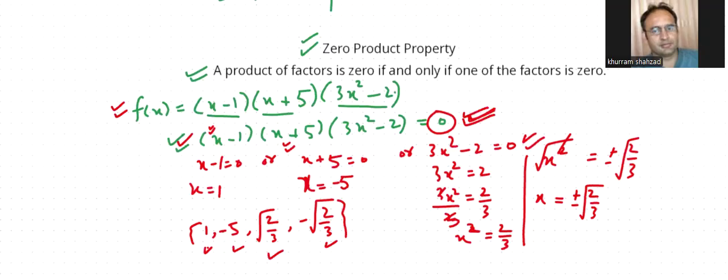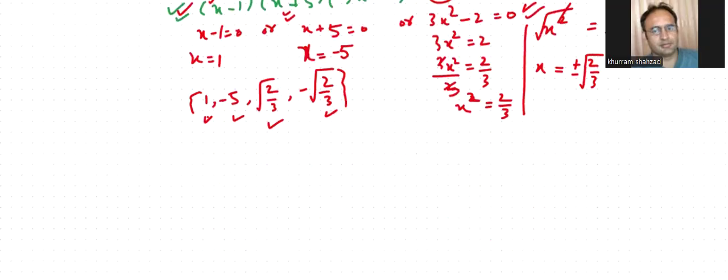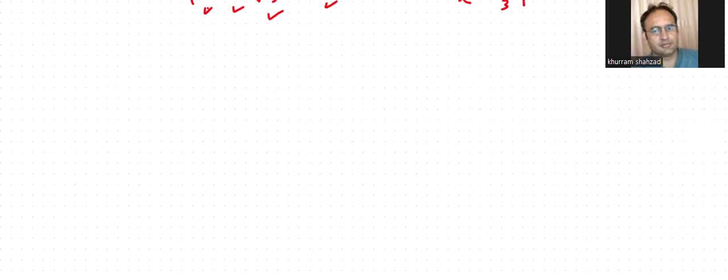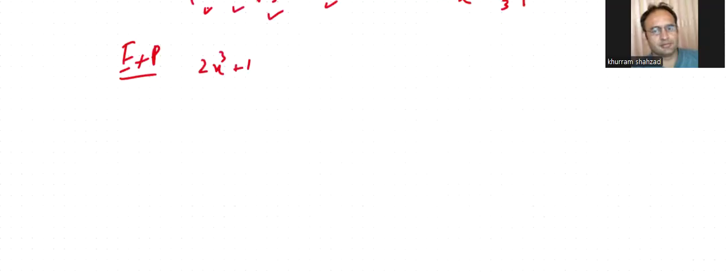Okay, so this is the way we use the zero product property. So what can we do next? I'm going to tell you about another example. This is 2x cubed plus 4x is equal to 0. So how can we solve this one? We will take 2x common. So this is equal to 2x times x squared plus 2 equals 0.